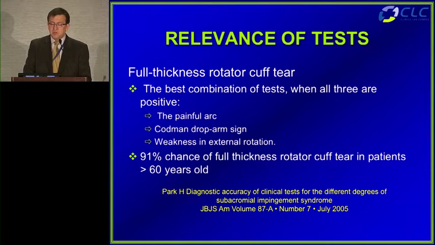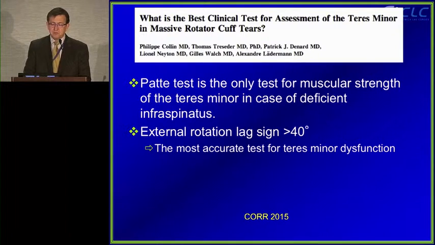For full thickness rotator cuff tear, the best combination of tests, when all 3 are positive, the painful arc, the Codman drop arm, and the weakness, is highly suggestive of full-thickness rotator cuff tears, and a 90% chance of full-thickness rotator cuff tears in patients with more than 60 years of age.